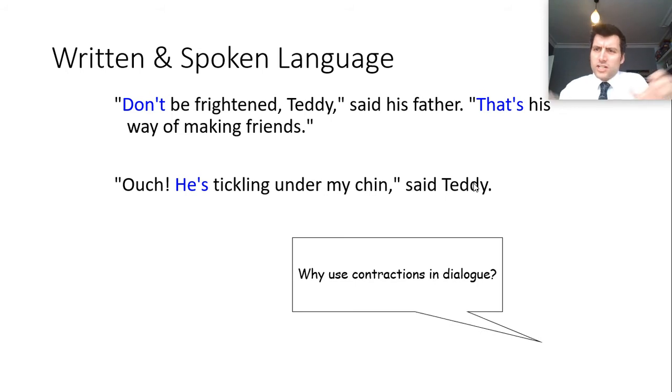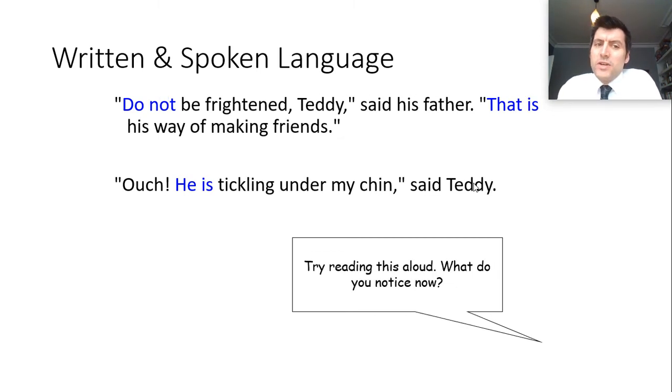Why do we use contractions where two words are put together? Why do we do that in dialogue, in speech? If you're thinking and you're responding, great stuff. It's basically what we normally do. We would not say, "Do not be frightened, Teddy. That is his way of making friends. He is tickling." It sounds too formal. It doesn't sound appropriate. It doesn't sound how we'd have a conversation.